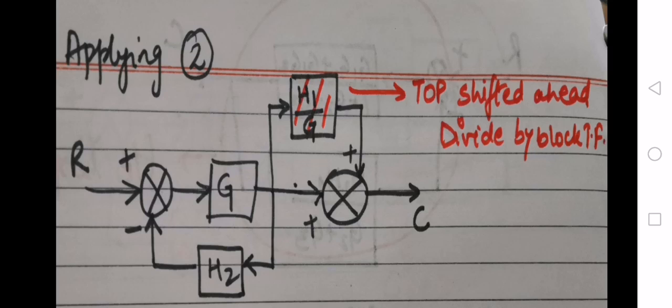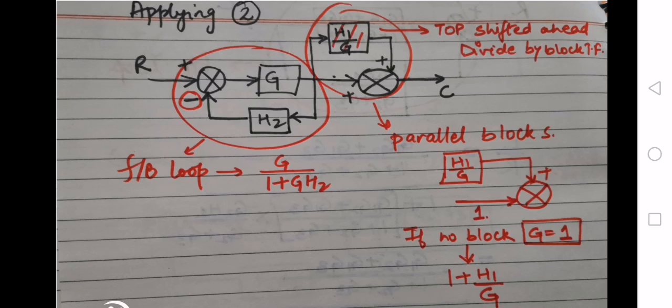This one becomes our g and h2 becomes our feedback loop, and h1 by g and 1, because unity, there is no block, means that is 1, and this becomes our parallel paths having h1 by g as the transfer function and 1 as the transfer function. So now we have to solve it. So here we can see that 1 plus h1 by g, the parallel blocks will give us this value, and g upon 1 plus g h2, because the negative sign is there, so in the formula it will become plus. So this is going to give us the 2 cascaded blocks.